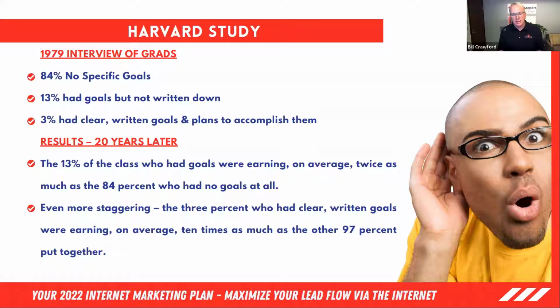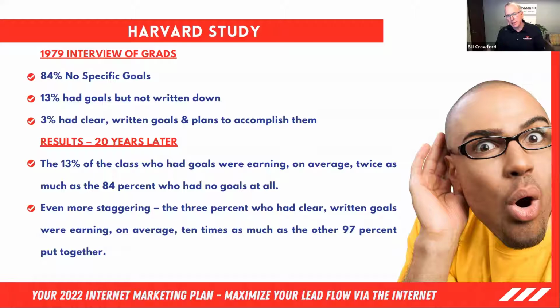So the 13% of the class who had goals were earning on average twice as much as the 84% who had no goals at all. Well, that's pretty huge, but it gets better, because the 3% that had clear written down goals were earning on average 10 times as much as the 97% put together, which is just huge. The results say that when you have clear written down goals and a plan to get there, you're going to earn more money. You're going to hit your goals, whatever they are, if they're related to revenue or profitability or whatever those are.